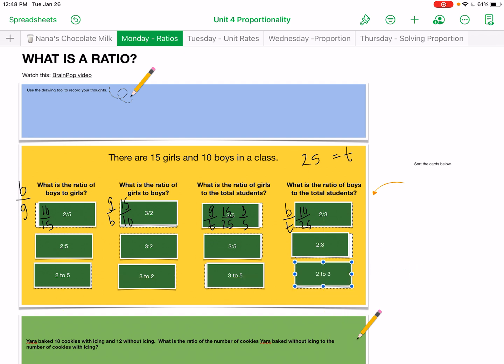So here we've just experienced part to part and part to whole. You need to ask yourself that question when you are solving for and setting up your ratios.